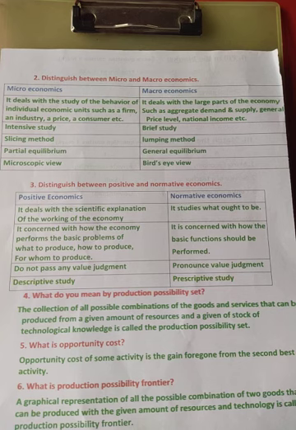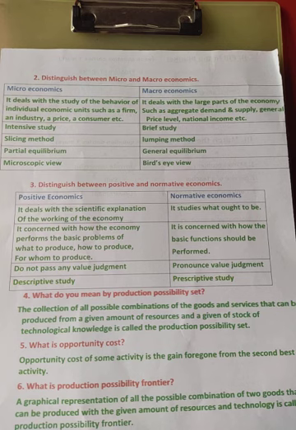Fourth question, what do we mean by production possibility set? This is also important, like the production possibility frontier. The answer is: the collection of all possible combinations of the goods and services that can be produced from a given amount of resources and a given stock of technological knowledge is called the production possibility set.